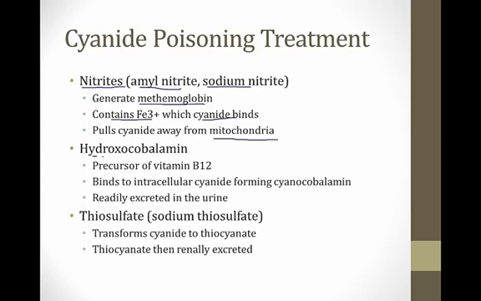These include hydroxocobalamin. This is a precursor of vitamin B12, forming a compound called cyanocobalamin, which is readily excreted in the urine. And then finally, thiosulfate, which is sodium thiosulfate, is another treatment for cyanide poisoning. It transforms cyanide into thiocyanate, which is then renally excreted. And that concludes our module on hemoglobin.